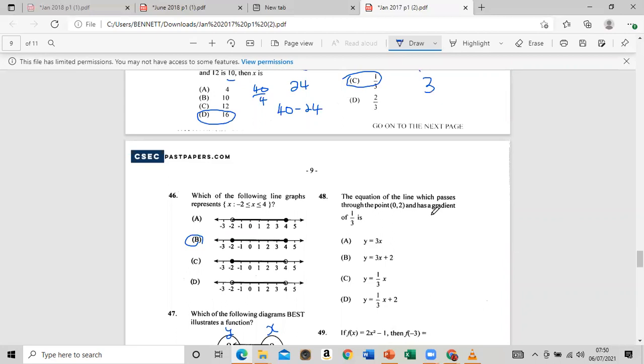The equation of the line which passes through the point (0, 2) and has a gradient of 1/3. Now, every straight line graph is in the form y equals mx plus c. So therefore, m is the gradient, so that's 1/3 x. And this 2 is the y-intercept. The y-intercept is where it cuts the y-axis. So it's going to cut the y-axis there. So this would be our answer.